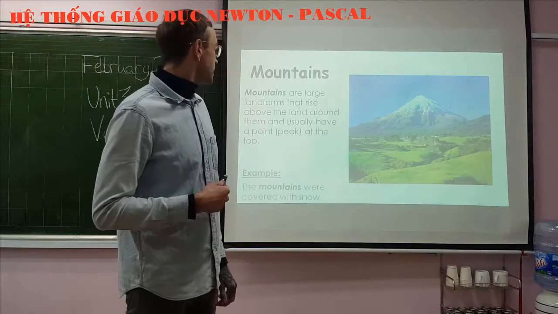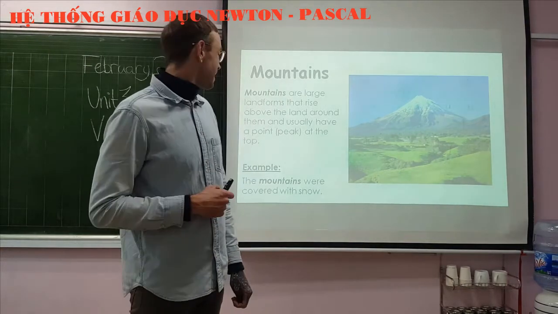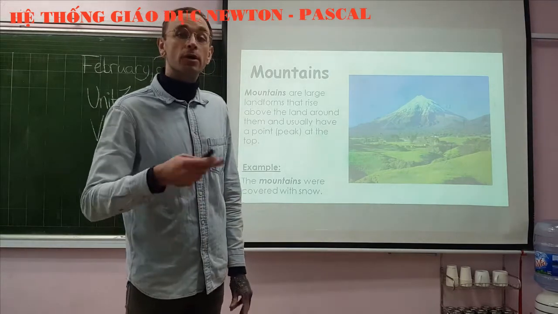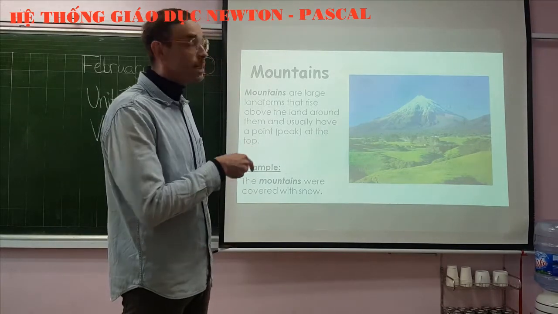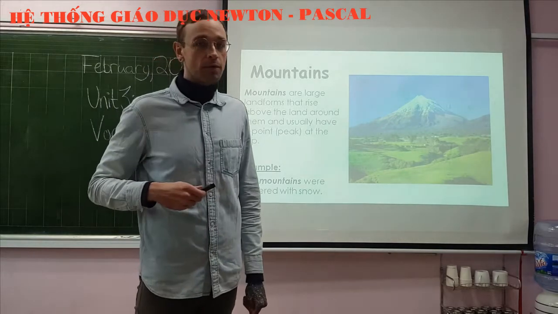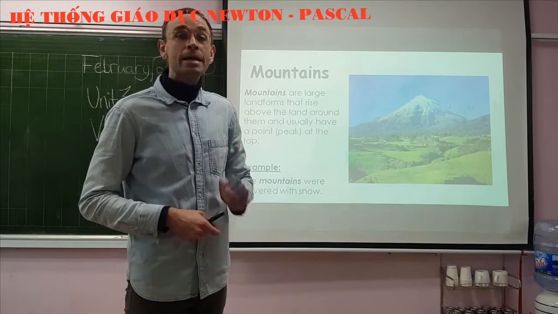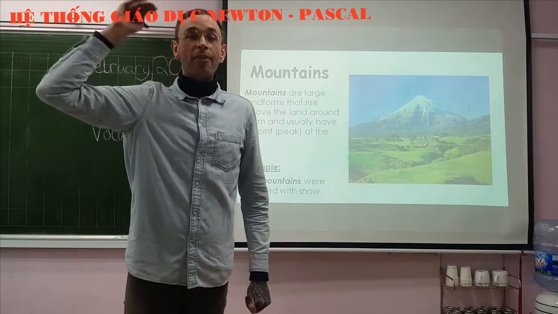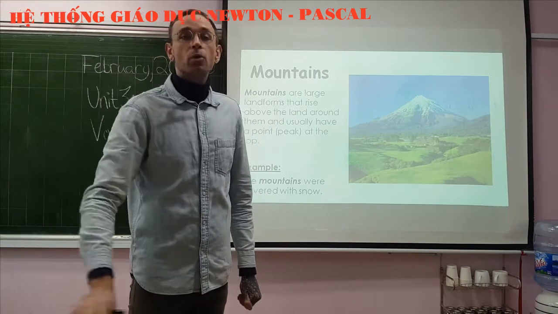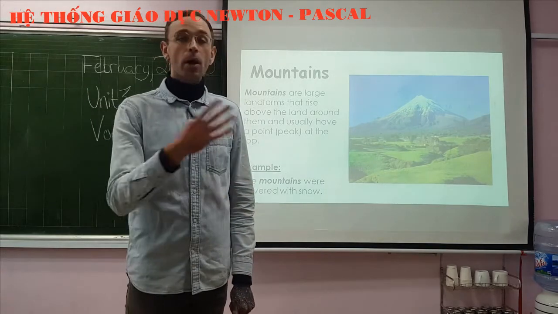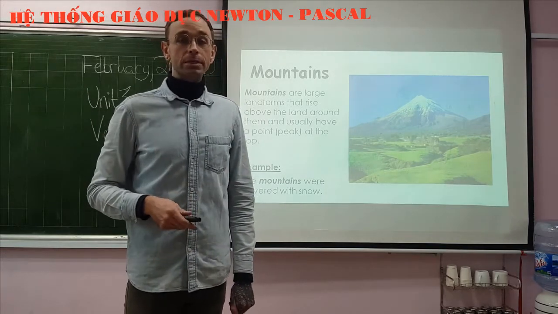So, in a sentence, we have the example, the mountains were covered with snow. And you can see this mountain right here in the picture is also covered with snow. Because mountains are so high up, it's much colder at that height than it is down where most people live. So oftentimes, year-round at the top of a mountain, there will be snow.